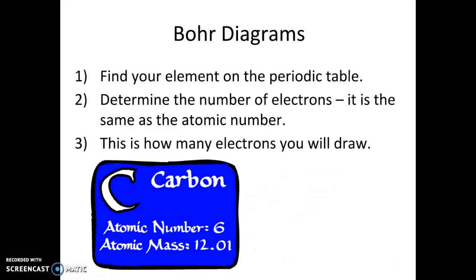So before starting your Bohr diagram, you need to find your element on the periodic table. You need to find the atomic number because this is going to tell you how many electrons you need to draw for that specific atom. So if you're looking at carbon, you'll see that its atomic number is 6. So that would mean that you would draw 6 electrons, because remember, the atomic number is the same as the number of protons in an atom and the number of electrons. So for carbon, we're going to be drawing 6 electrons.